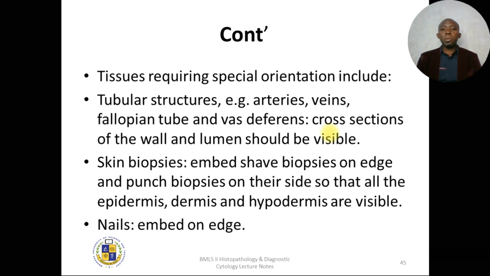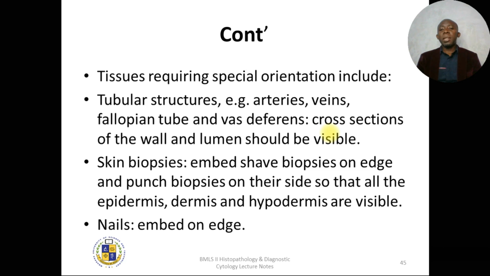So tissues requiring spatial orientation may include the tubular structures like arteries, veins, fallopian tubes, vas deferens. Cross sections of the wall and lumen should be visible. So we need to orient them in a manner that achieves that. We shall look at this in detail.